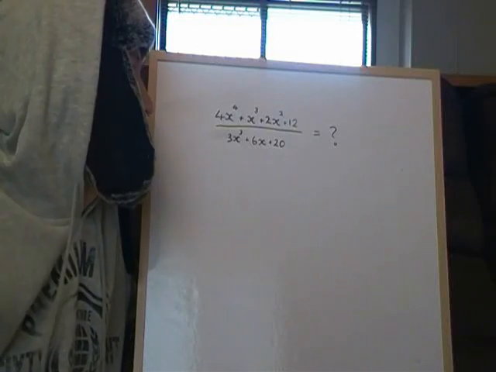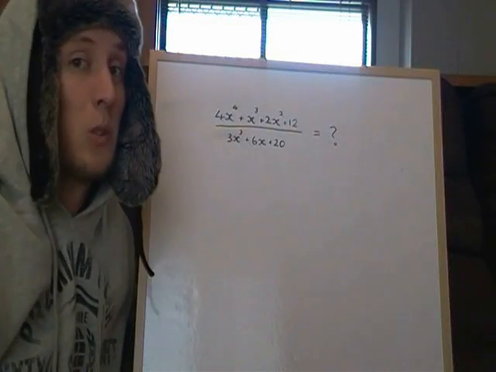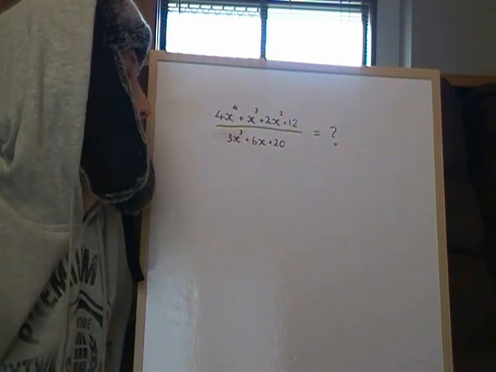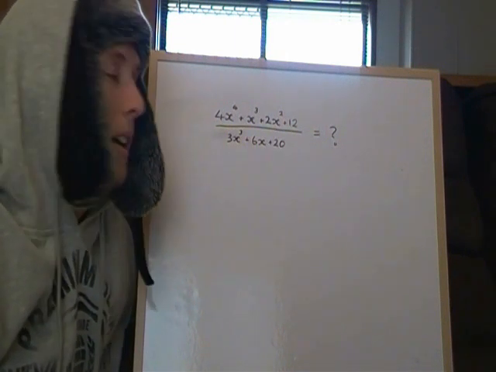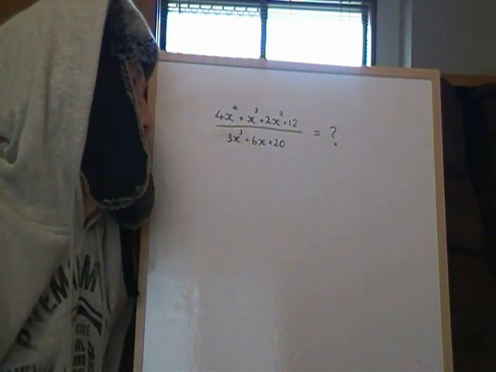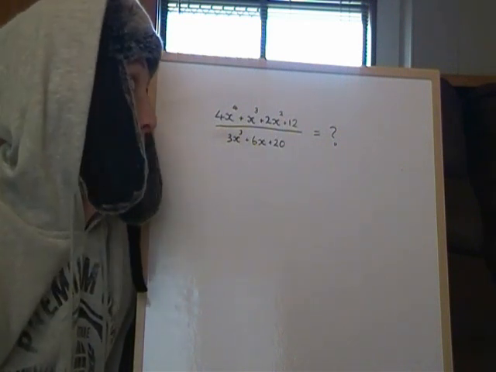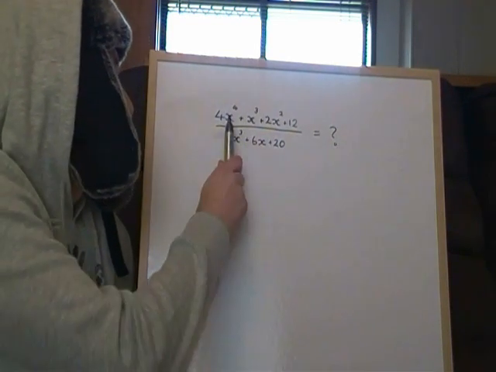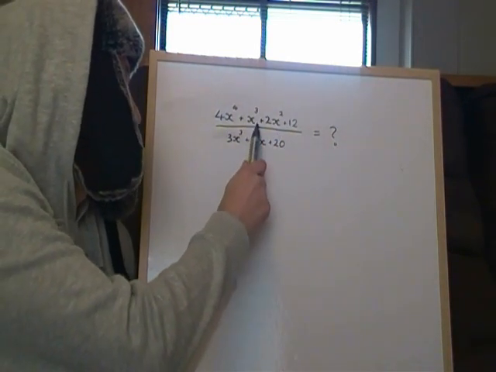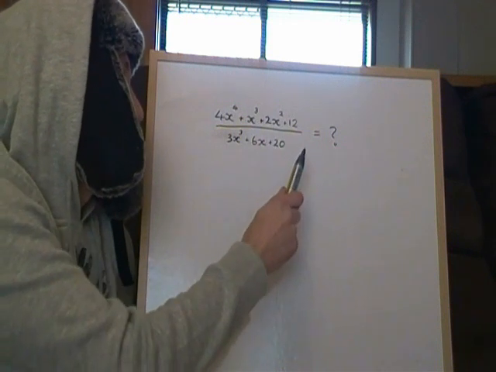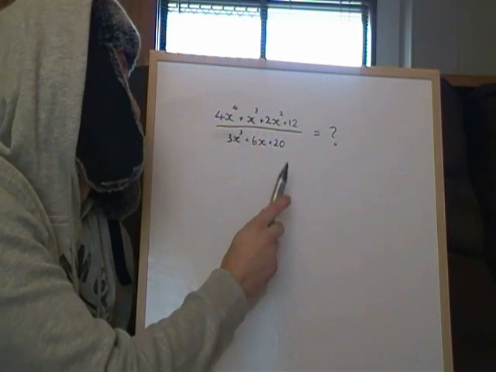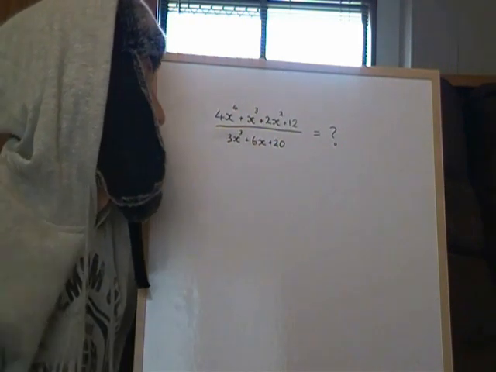So this will be a how-to video on the process of long division of two polynomials together. You'll come across this a lot in integration, especially in first year. It's often the first thing you do in the problem as well, so if you get that wrong, you'd get the whole problem wrong. Our problem is 4x to the power of 4 plus x to the power of 3 plus 2x squared plus 12, all of that divided by 3x to the power of 3 plus 6x plus 20.